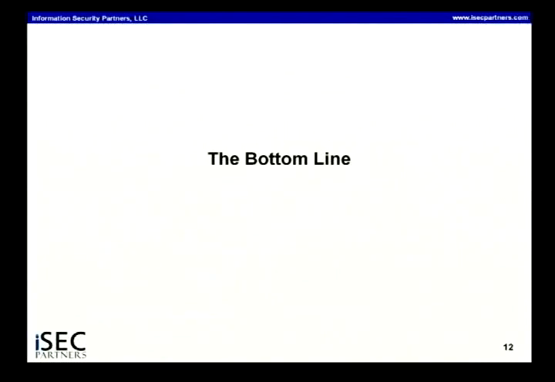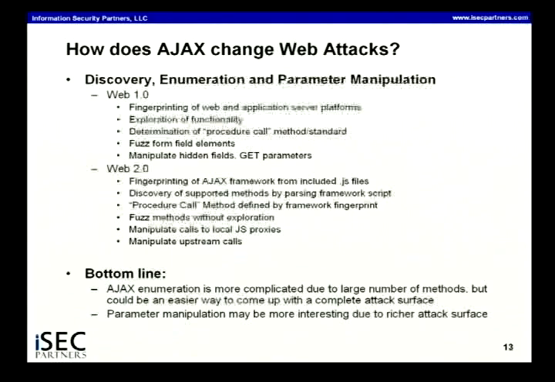So we're going to do the bottom line, and we're going to talk about how Ajax changes web app attacks. We're going to do this quickly up front just so you guys have an idea of what to think about for the rest of the talk. Okay, how does Ajax change discovery, enumeration, and parameter manipulation? Parameter manipulation being kind of the old standby and still an excellent attack against web applications.